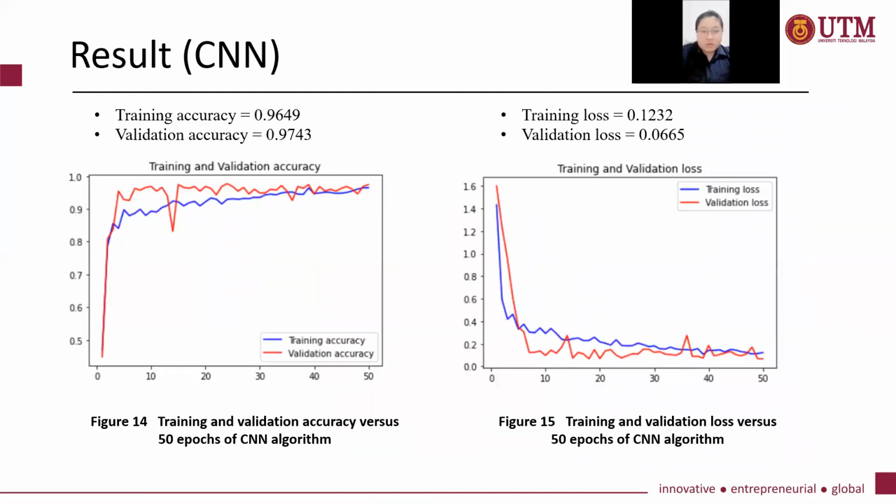The training model was done on a Google Cloud server, and the algorithm was run on a Tesla K80 GPU for 50 epochs. Figure 14 shows training accuracy of 0.9649 and validation accuracy of 0.9743, while Figure 15 shows training loss of 0.1232 and validation loss of 0.0665. Based on the graph, the plot shows that the model has a good fit and no overfitting occurs.